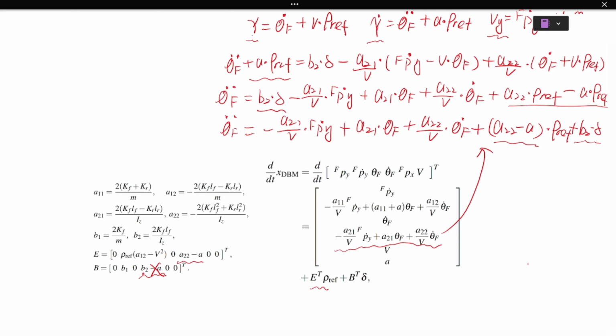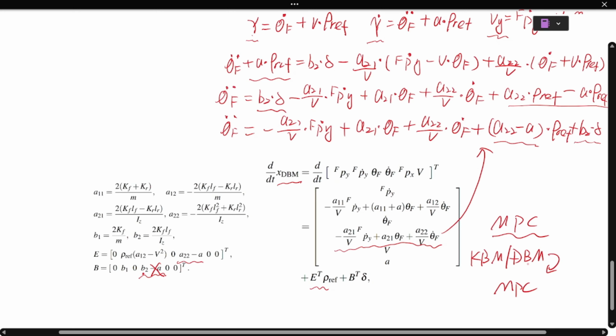Okay, now we complete this equation of the dynamic bicycle model transform in the fs coordinate system. So in the next episode, we are finally going to explain what MPC is, and how to transform KBM or DBM into MPC. So see you next episode.